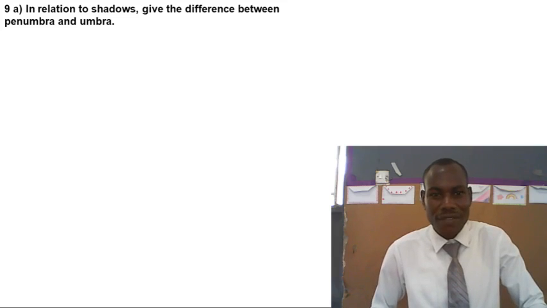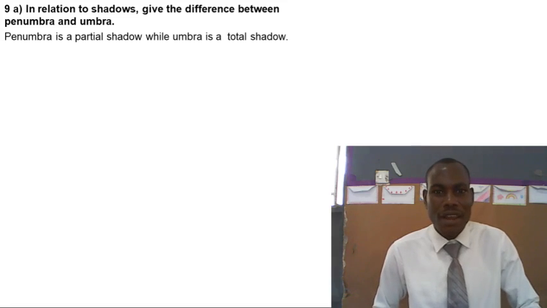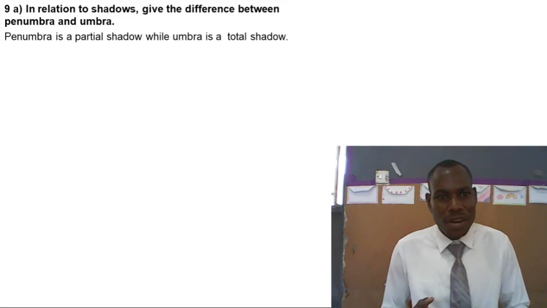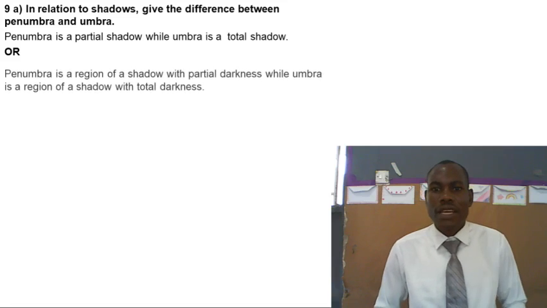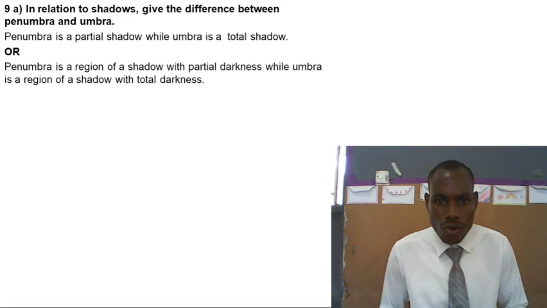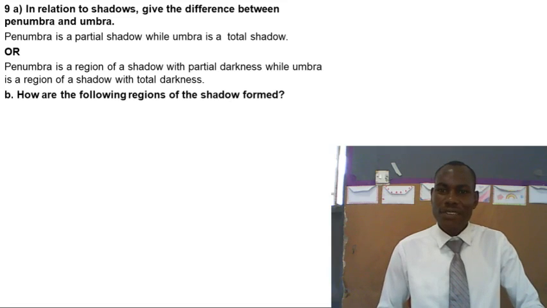Let us look at the difference. Penumbra is a partial shadow, while the umbra is a total shadow. What does that mean? The penumbra is partially dark, whereas the umbra is totally dark. Or we can say that the penumbra is a region of a shadow with partial darkness, while the umbra is a region of a shadow with total darkness. Are we together, candidates? Yes. Now, let us look at question B.